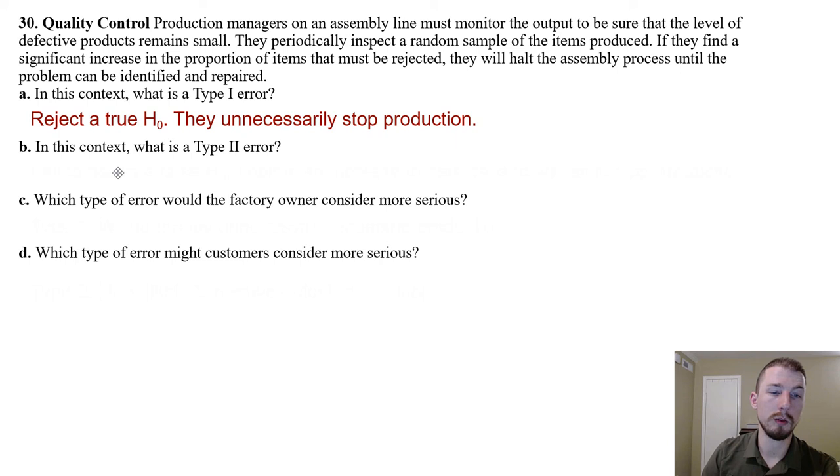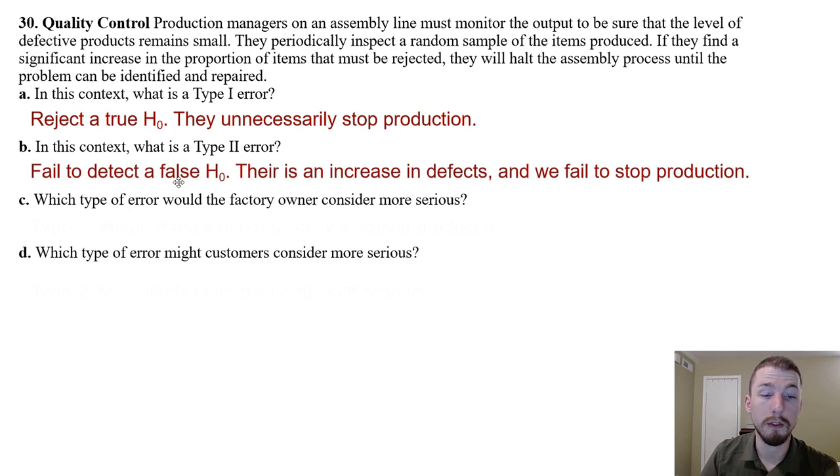In this context, what was a type 2 error? So that's a false negative, which meant that we failed to detect that there was a change and an increase in the defect rate. So that would be that we failed to reject a false null hypothesis, meaning that there was an increase in the defects, but we failed to stop production. We failed to detect it. The power of the test wasn't able to detect it.